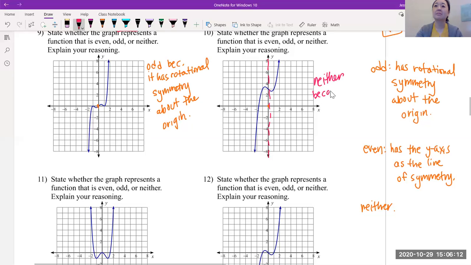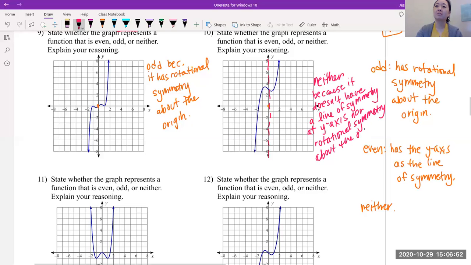Neither, because it doesn't have a line of symmetry at the y-axis, nor rotational symmetry about the origin. This one is super long, but we're trying to explain why it's neither.